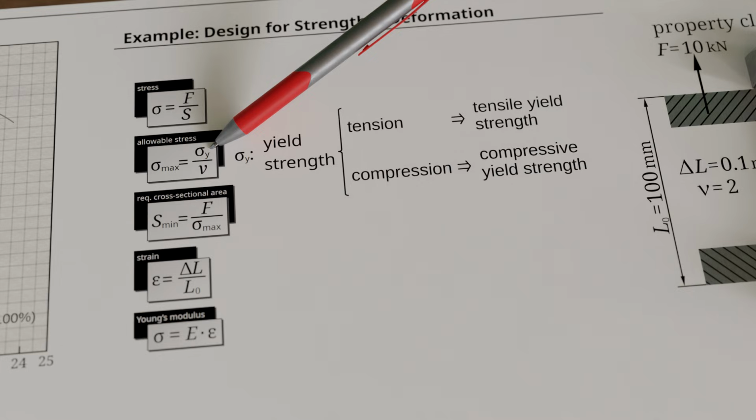While steels have nearly identical tensile and compressive yield strengths, cast iron typically withstands much higher compressive stresses than tensile stresses. Consequently, compressive yield strengths are significantly higher than tensile yield strengths.